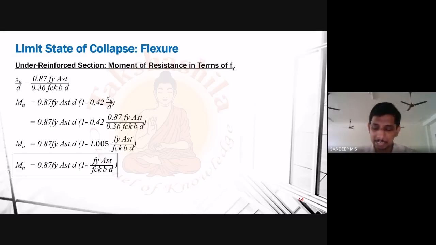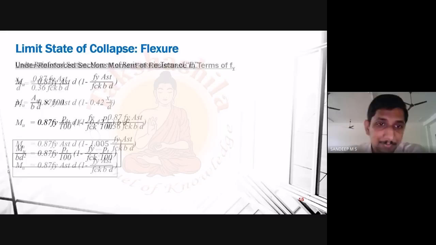Is it clear? Is there any doubt in this? For anyone? Any doubts at any stage of this derivation? This is important from the point of view of your examination also. Sometimes they will be asking to derive these expressions. I hope it is clear to you. So let's proceed one more step further.